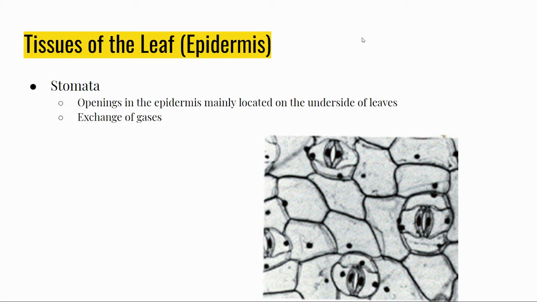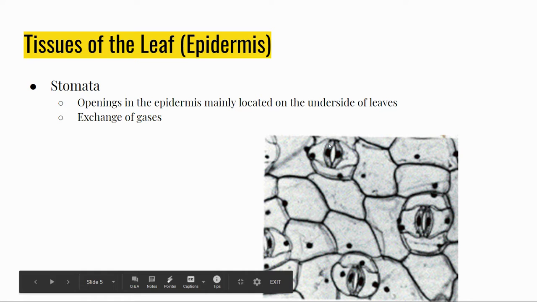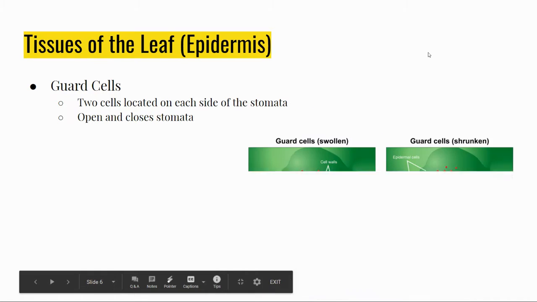Continuing on with the epidermis layer of the tissues, for leaves, you have the stomata, which are openings in the epidermis mainly located on the underside of leaves, and this is a site of gas exchange. So it's the little eye area here in this microscopic picture, not the guard cells on the sides, this little opening in the middle.